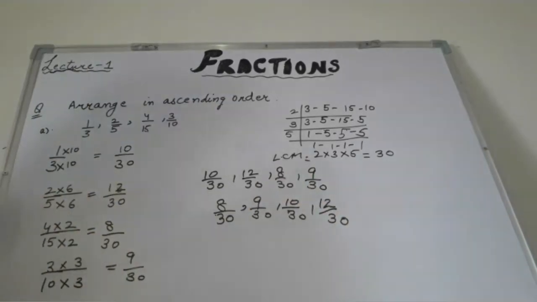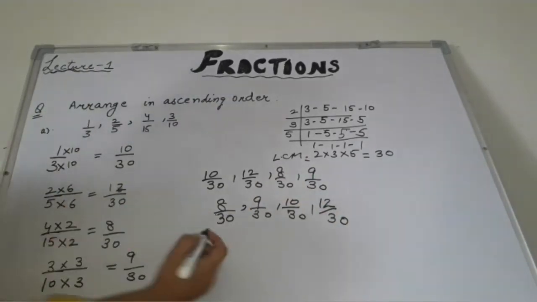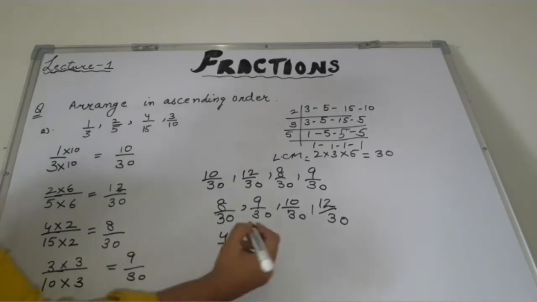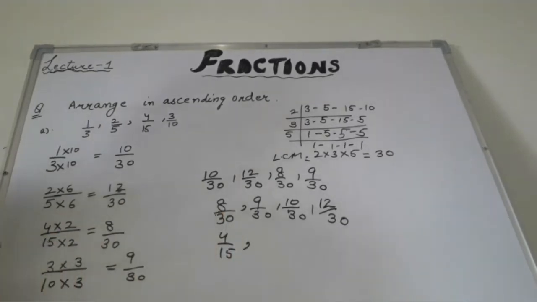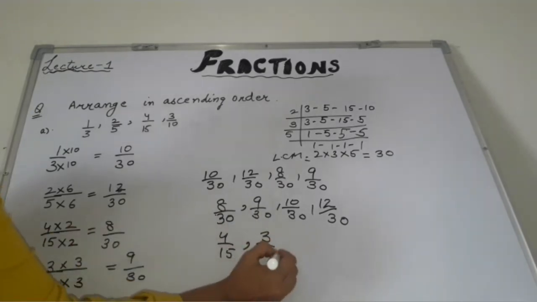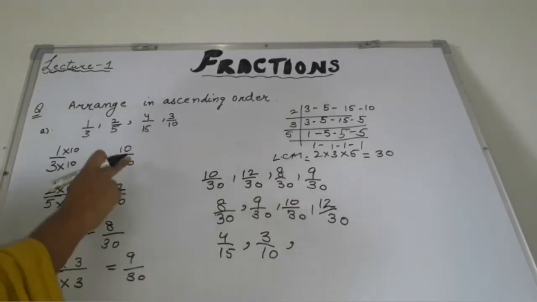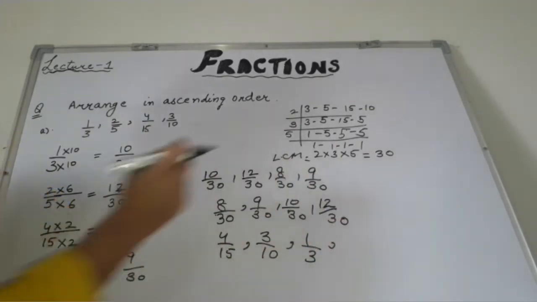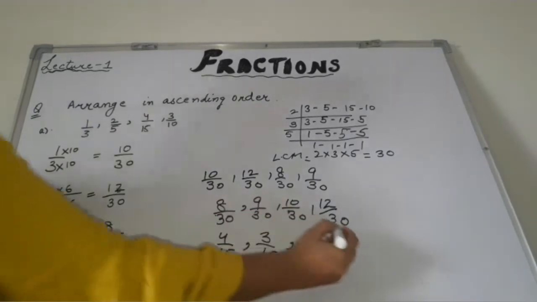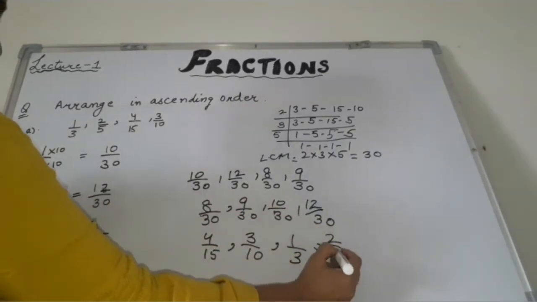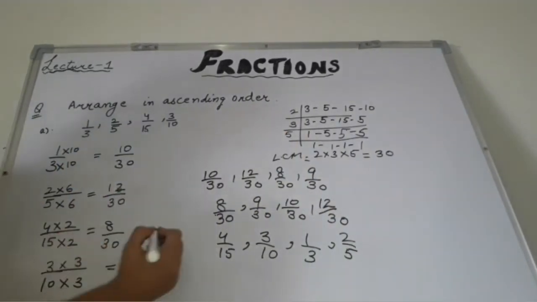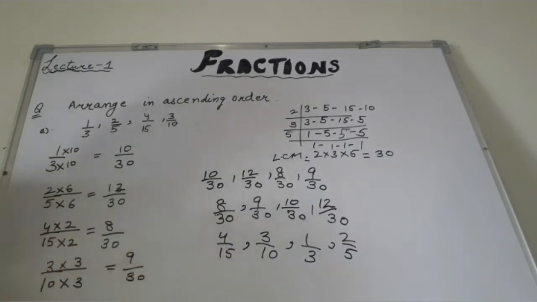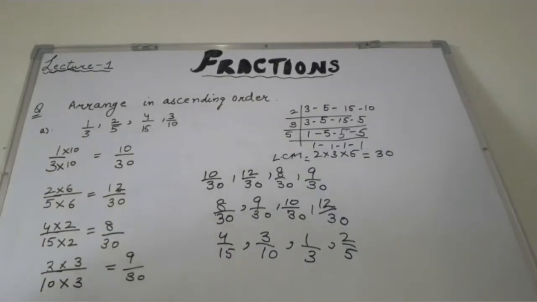Now, which is 8 by 30? It is 4 upon 15. And then comes 9 by 30, which is 3 by 10. And then 10 by 30, which is 1 upon 3. Then 12 by 30, which is 2 by 5. In this way, you get your ascending order: 4 upon 15, 3 upon 10, 1 by 3 and 2 by 5.